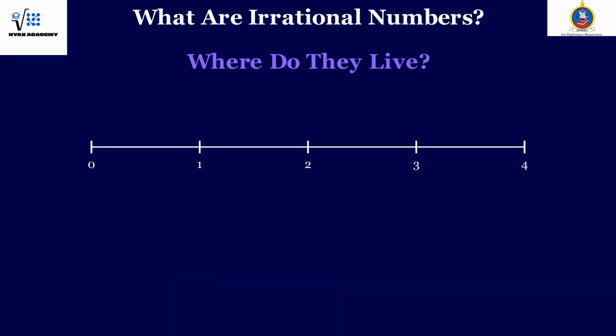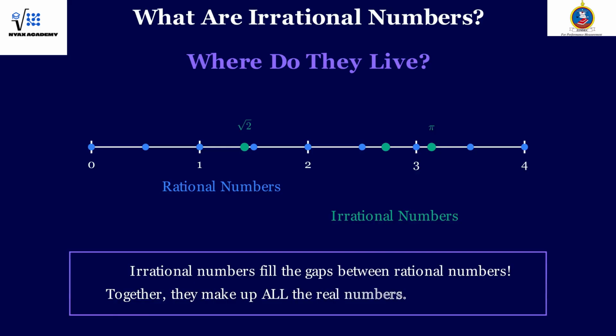A quick look at our number line. The blue dots represent rational numbers, whilst the green dots in between represent irrational numbers. The irrational numbers are filling up the gaps between rational numbers, and altogether they make up the real numbers.